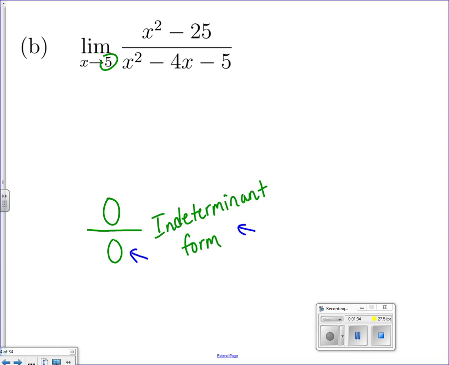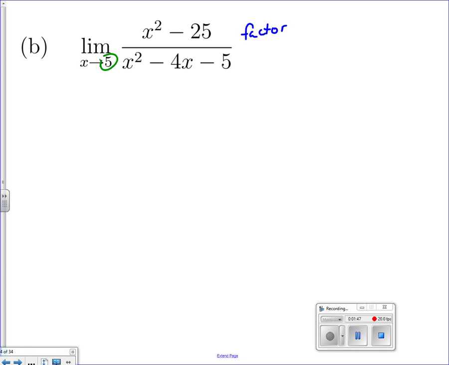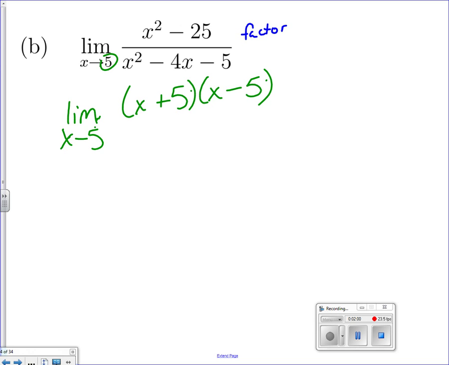Now, what we can do is factor our top and bottom. When we factor out our top, we end up with the limit, still as x approaches 5, of x plus 5 times x minus 5, because that's really just the difference of two perfect squares. On the bottom, when you factor that out, we end up with x minus 5 times x plus 1. And immediately we can see that these x minus 5s cancel out.